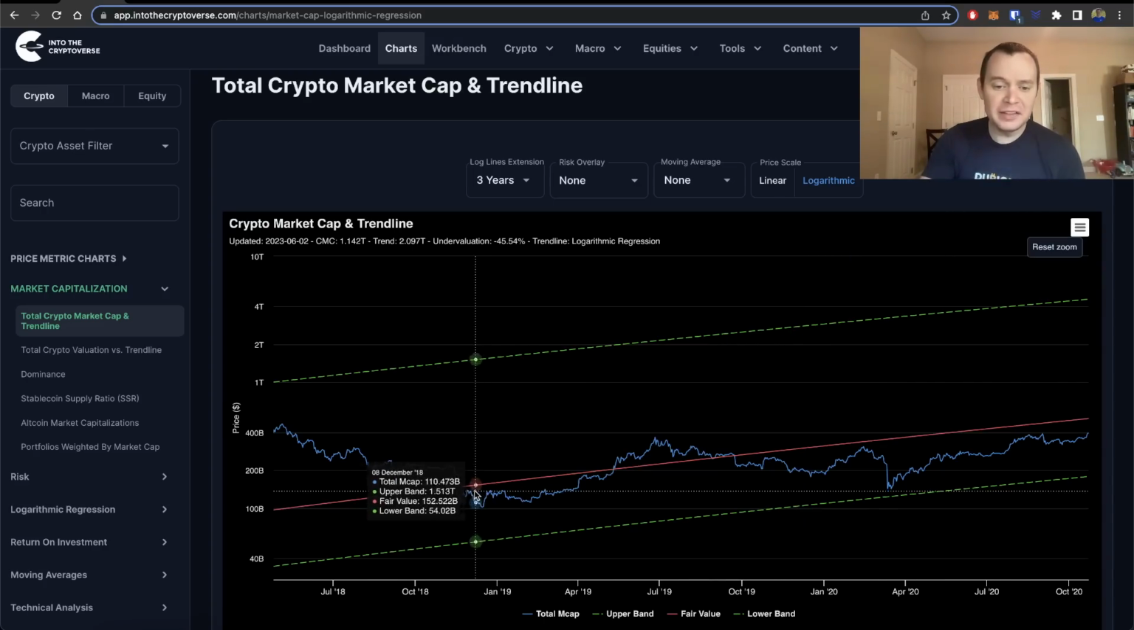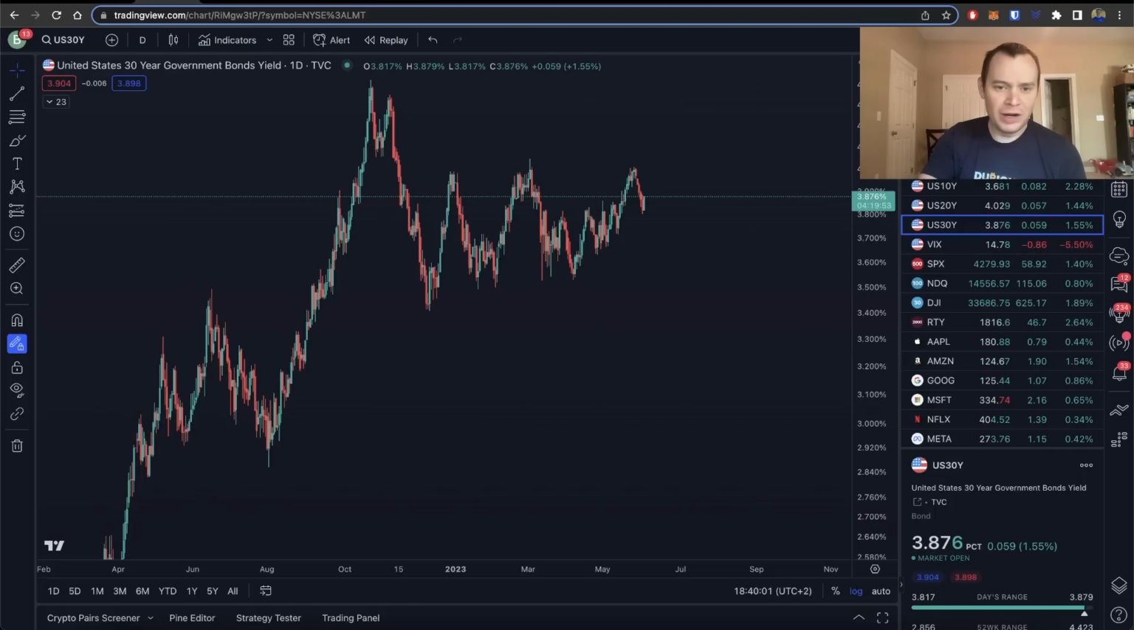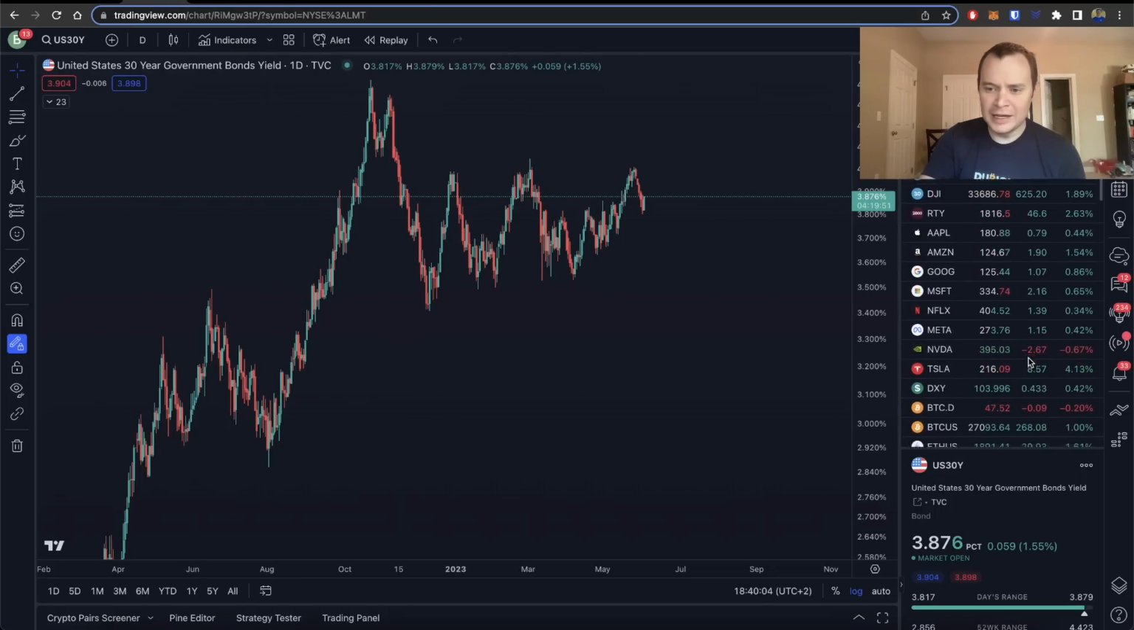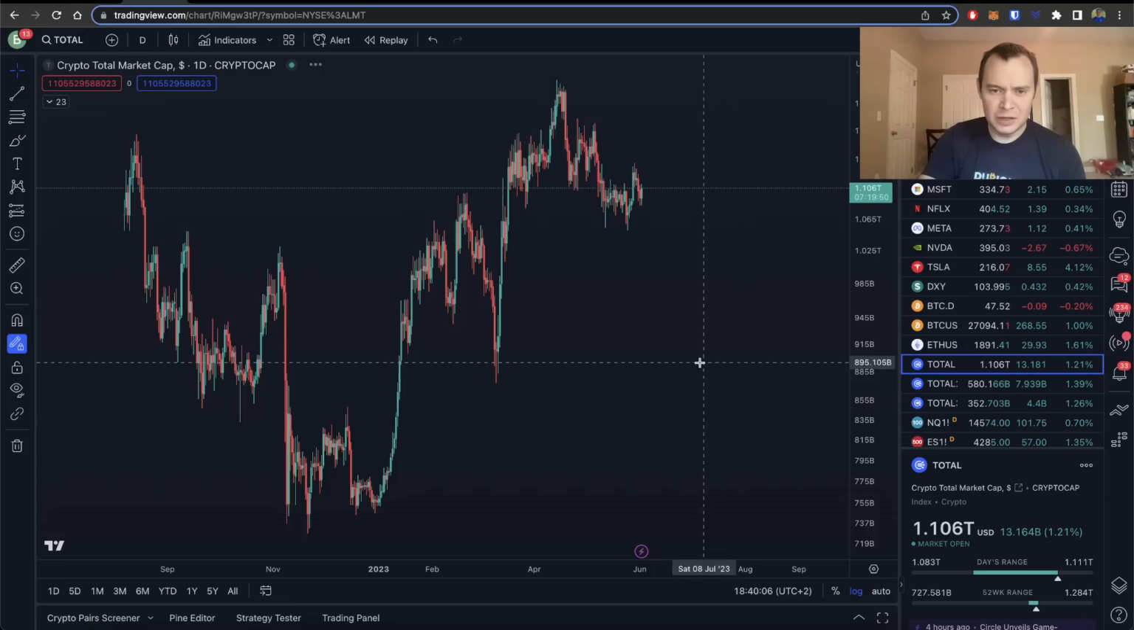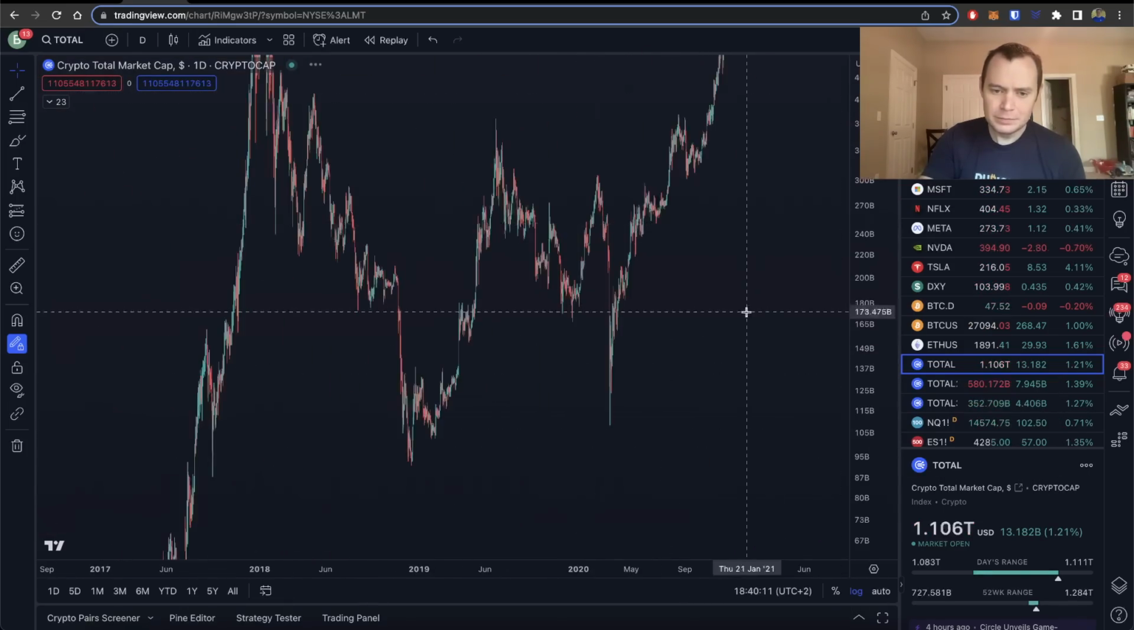In late 2018, the fair value, when we hit this low, was approximately 154 billion, and the total market cap was at 100 billion. Over here, the market cap was at about 160 billion by March of 2020. But if you actually look at the wicks, we did go much further down if you look at total market cap. Why don't we just take a very quick look at it rather than trusting what I'm saying? Let's see just how far down it went.